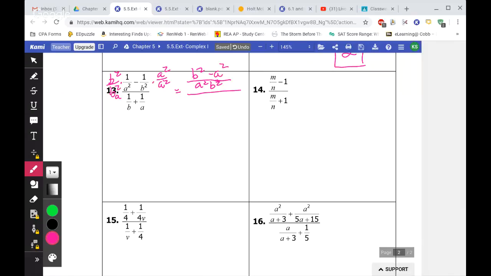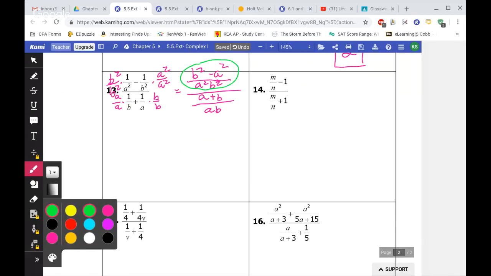And then this is going to multiply. We'll multiply a over a times b over b. So you would have a plus b all over ab. So you'll keep the first, which is the top one. And that's going to be b squared minus a squared all over a squared b squared. Then you're going to flip this to multiplication and change this to its reciprocal.